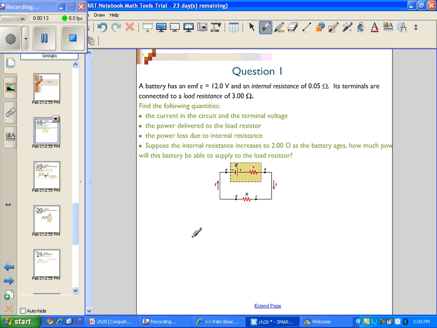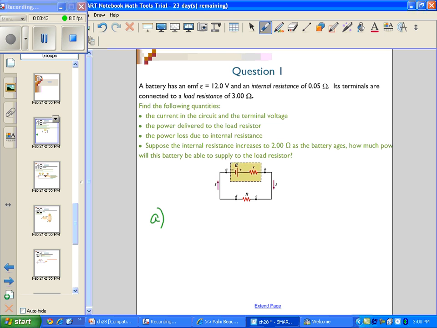Here, we're told a car battery has an EMF of 12 volts and an internal resistance of 0.05 ohms. The terminals of this battery are connected to a load or external resistance of 3 ohms. And we're asked to determine the following: the current in the circuit and the terminal voltage. Well, let's see.